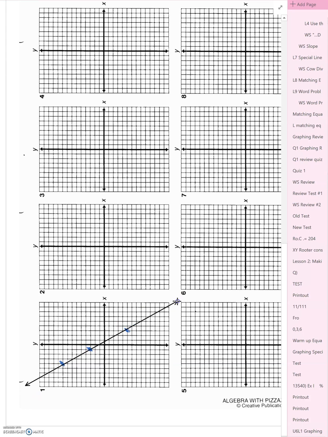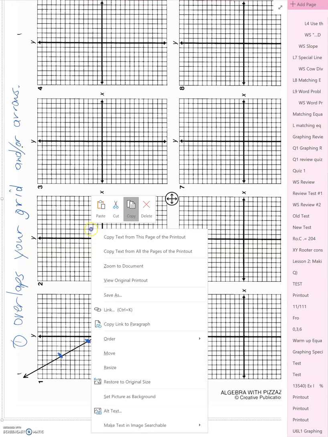So it is a number 1, it overlaps your grid. Okay, that's super important. And I always do both, and or arrows. Okay, what you don't want to do, again, is just make a line from here to there. That is a line segment. Okay, make it big, make it long.